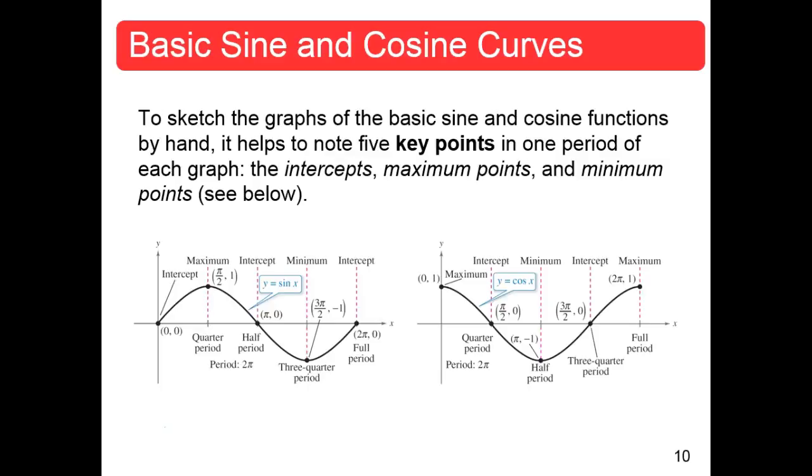Now, to sketch the graphs of the basic sine and cosine functions by hand, which is always a lot of fun, it's helpful to note 5 key points in one period of each graph. This is for sine and cosine. They're really 4, but you repeat 1, making it 5. Okay? These are the intercepts.